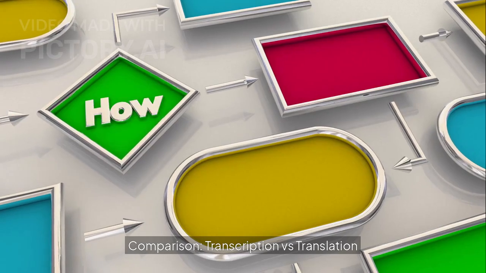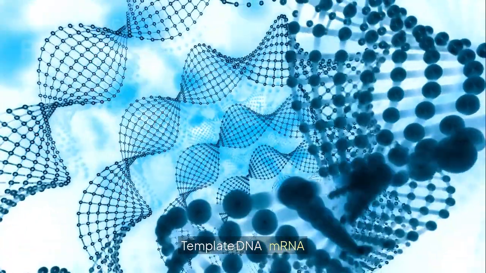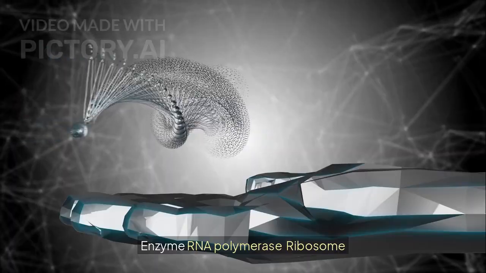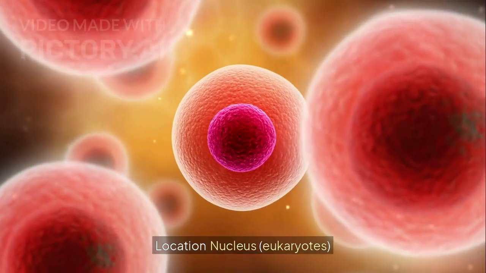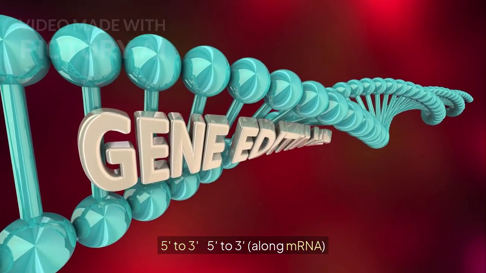Comparison: transcription versus translation. Feature: transcription, translation. Template: DNA, mRNA. Product: RNA, protein. Enzyme: RNA polymerase, ribosome. Location: nucleus in eukaryotes, cytoplasm. Direction: 5' to 3', and 5' to 3' along mRNA.